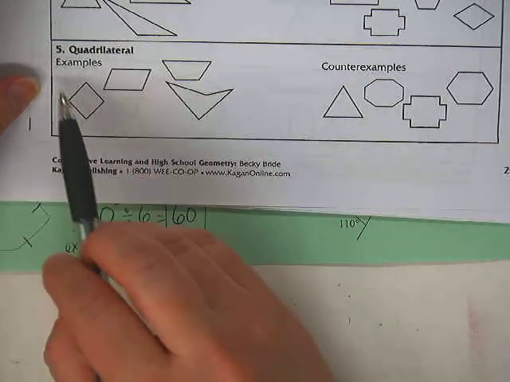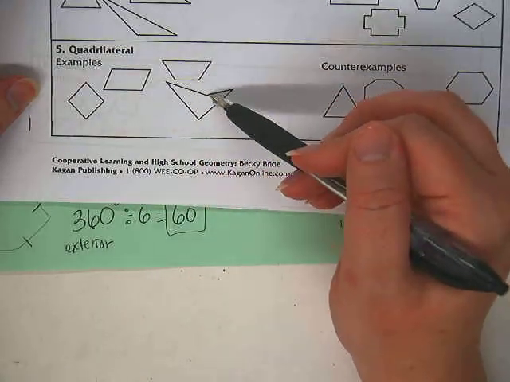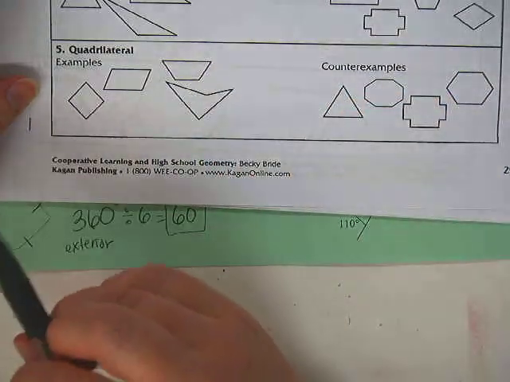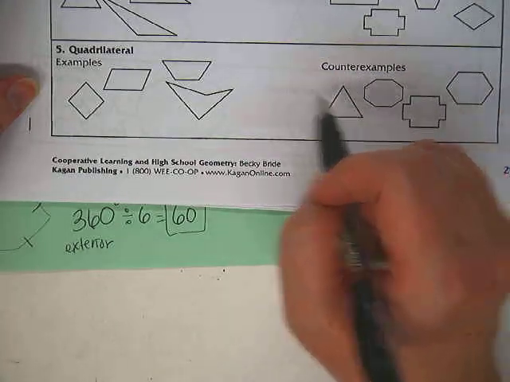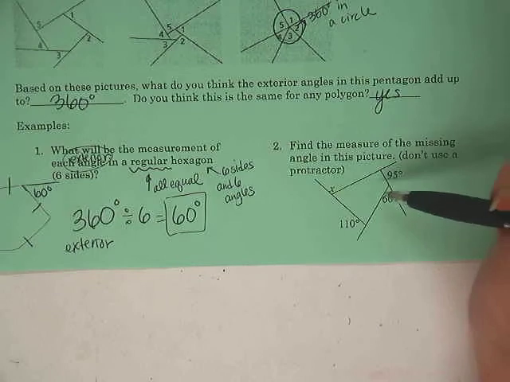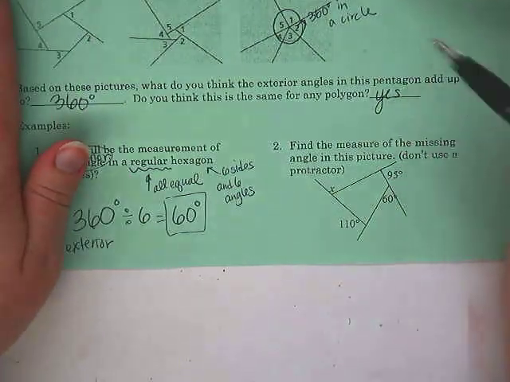So here's some examples and non-examples of quadrilaterals. Of course, all of our examples have 4 sides. Even this concave one, 1, 2, 3, 4, right? Still quadrilateral. All of these have more than 4 sides or less. The triangle has less. So this is a quadrilateral.